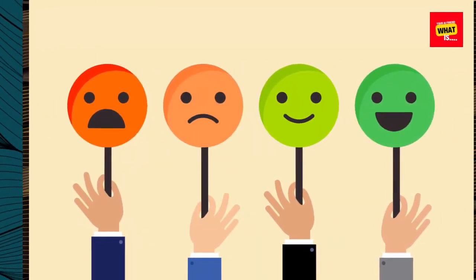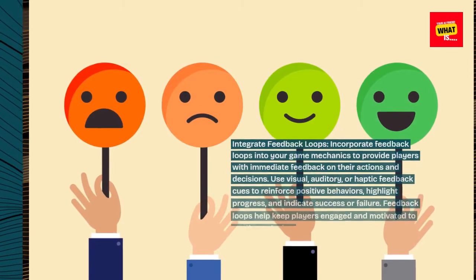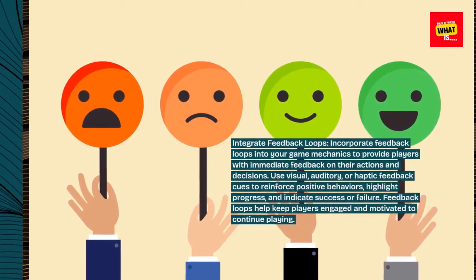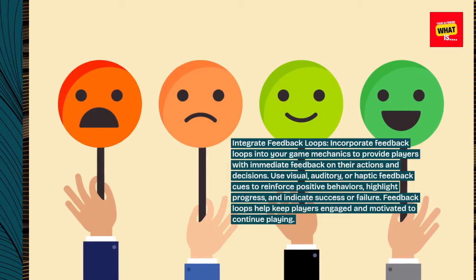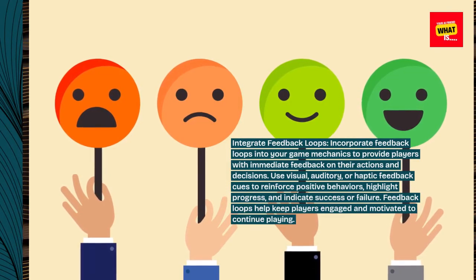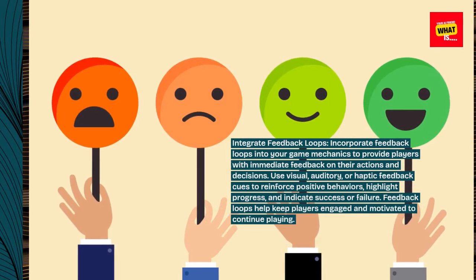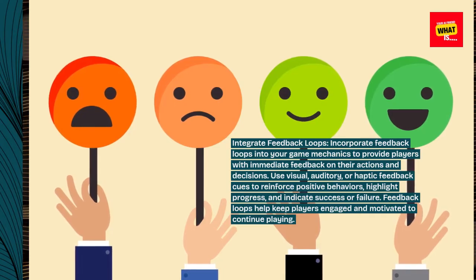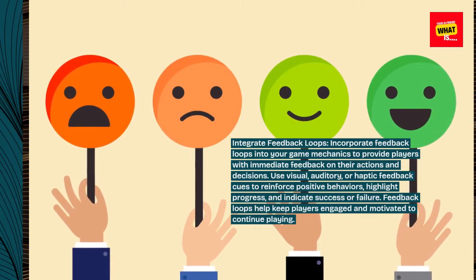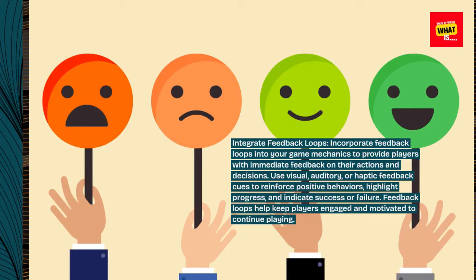Integrate feedback loops. Incorporate feedback loops into your game mechanics to provide players with immediate feedback on their actions and decisions. Use visual, auditory, or haptic feedback cues to reinforce positive behaviors, highlight progress, and indicate success or failure. Feedback loops help keep players engaged and motivated to continue playing.